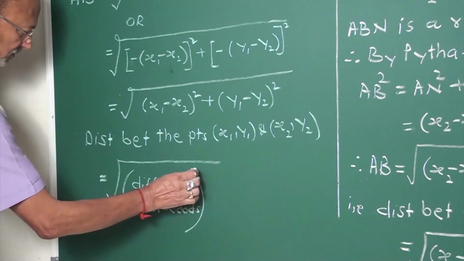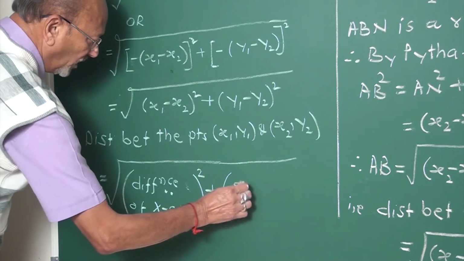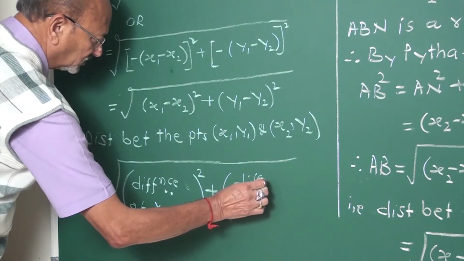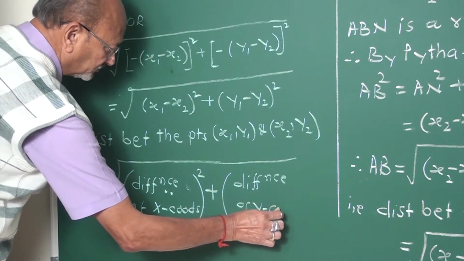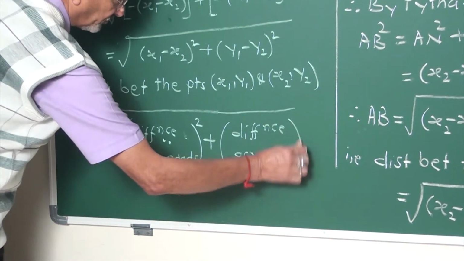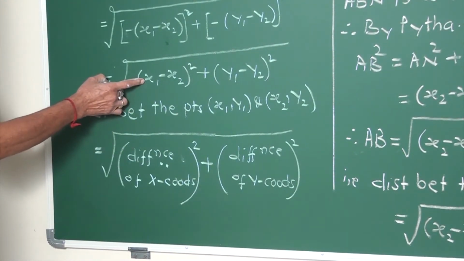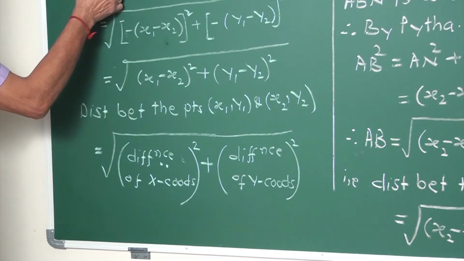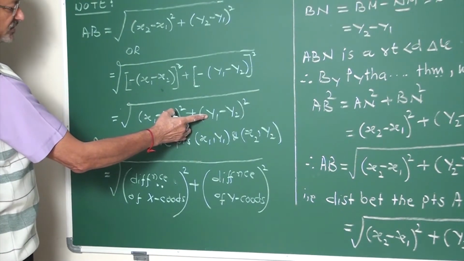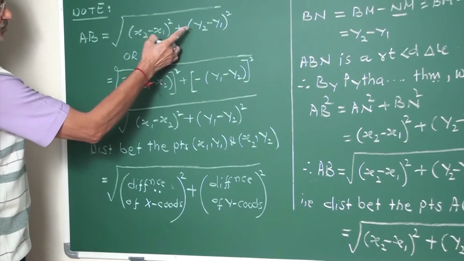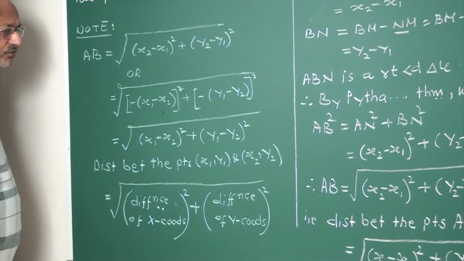Square of this plus difference of y coordinates, difference of y coordinates, the whole square. This difference is either first minus second or second minus first. Same: if you take here first minus second, here also take first minus second. If you take second minus first, you have to take here also second minus first. My friends, this is the distance formula.